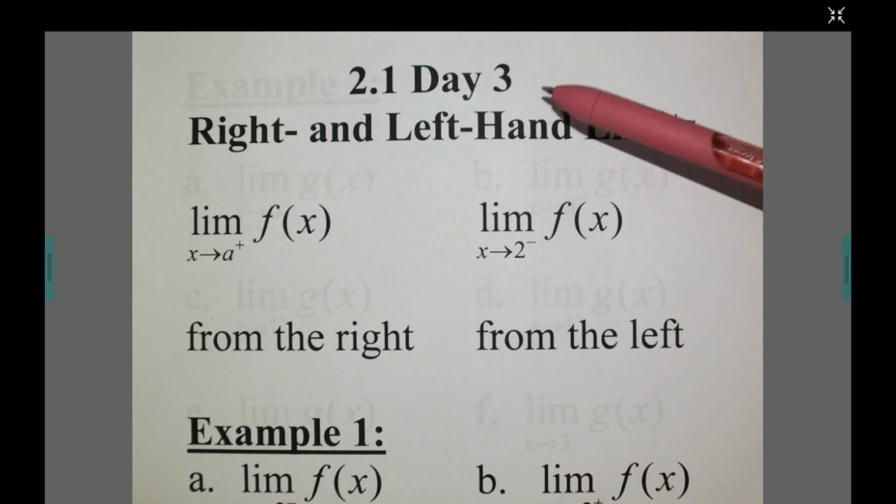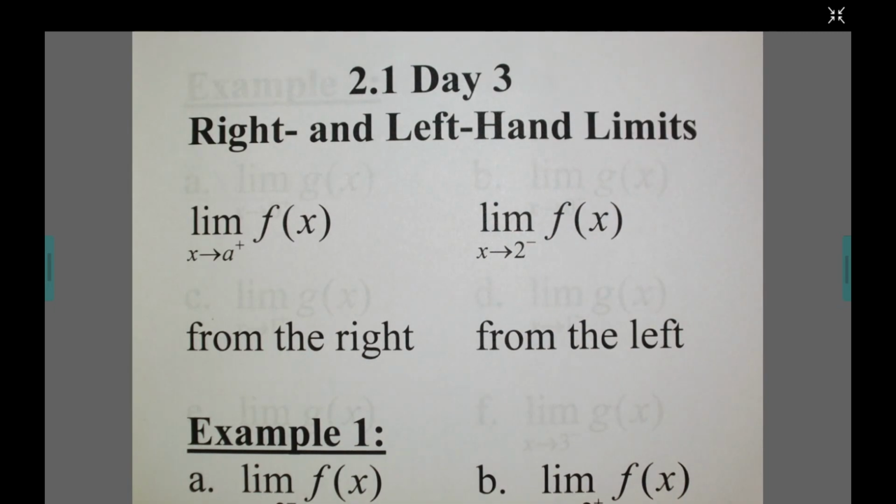All right, 2.1 day 3 finishes our introduction to limits, and we're going to talk about right and left hand limits in this video. So up until this point, when you've been finding a limit, we said that you had to approach it from both the left and the right, and the y value had to be the same for each way you went. Today, we're just going to be coming from one way on some of these problems.